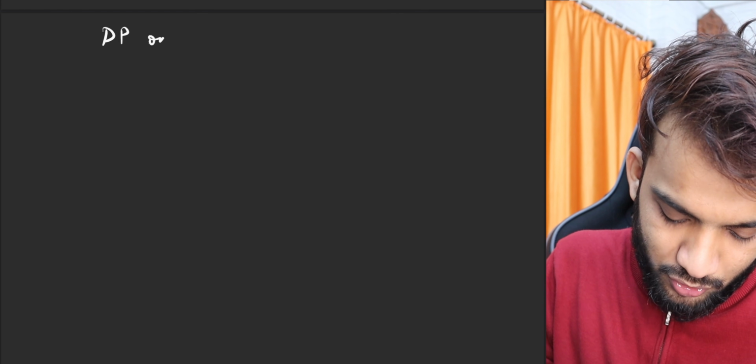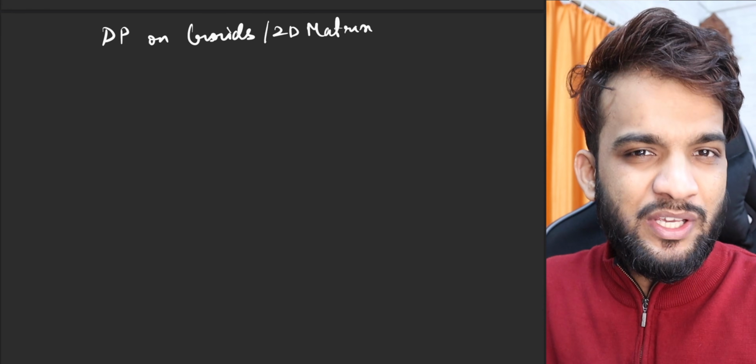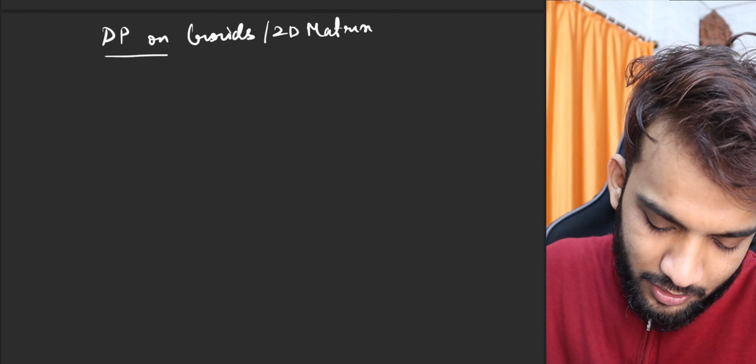So today we will be starting with something which is known as DP on grids, or you can say DP on 2D matrix, or something similar, which has n rows and m columns. That is what we will be starting with.